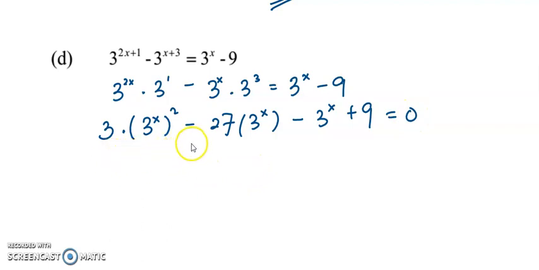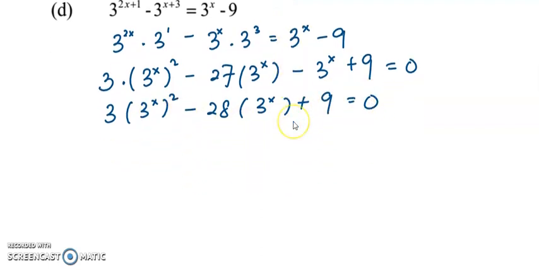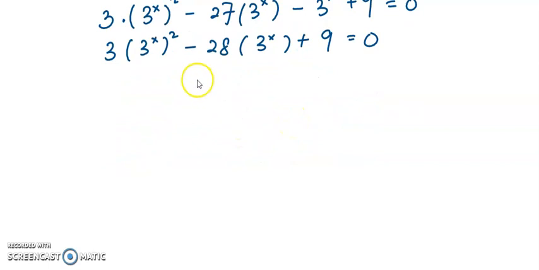Alright, so you can see that the two terms at the middle here can be simplified. You can take this as your apple, negative 27 apple, minus 1 apple, you get negative 28 apple. Simplify in this way. And after that, you can see that this is already in the quadratic equation. Alright, it's a quadratic form.